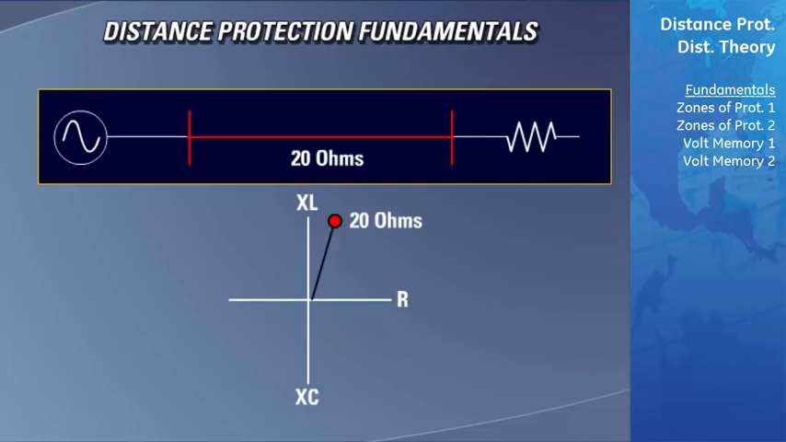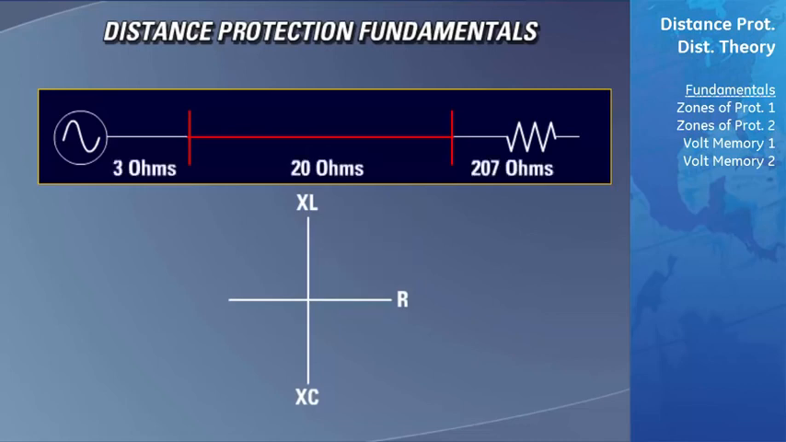If a line is drawn from this point to the origin of the graph, we now have a representation of the entire transmission line. For example, plotting a point on the line midway between the origin and the end of the line would give an impedance of 10 ohms. This would also be the impedance of the midpoint of the transmission line.